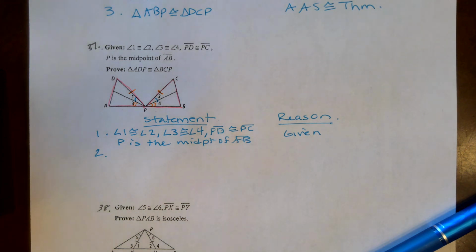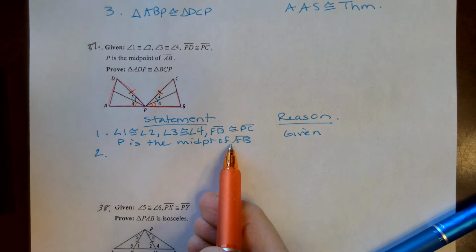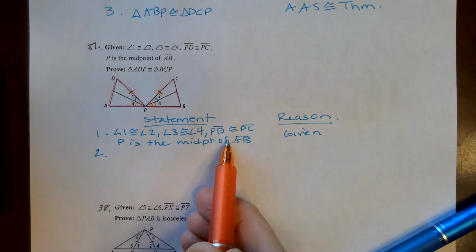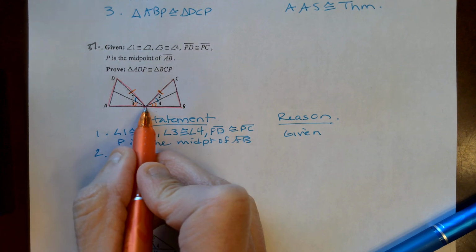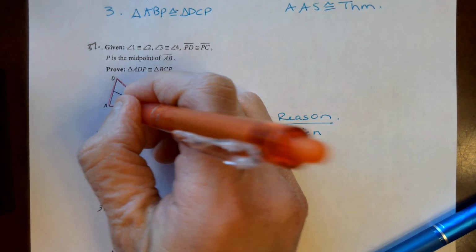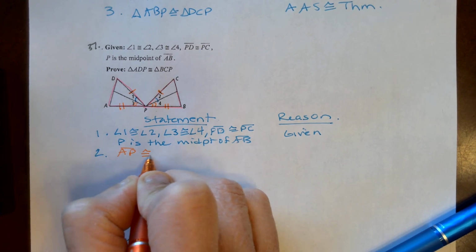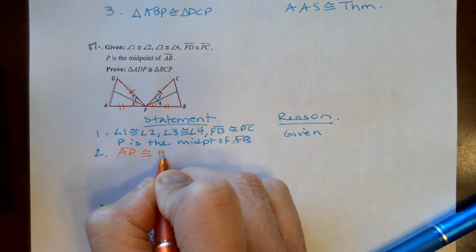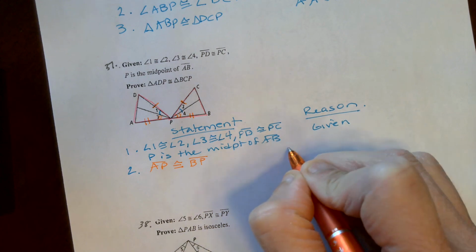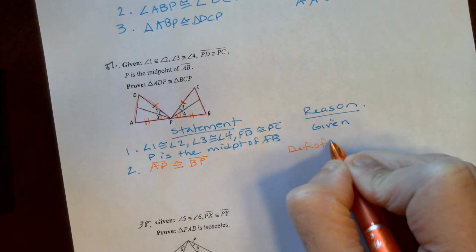Like I said before, we're not going to tell you this information just for the heck of it. It means something. So P being the midpoint of AB tells you that these are the same. It's right in the middle. So AP is congruent to what? BP, good. Definition of midpoint.